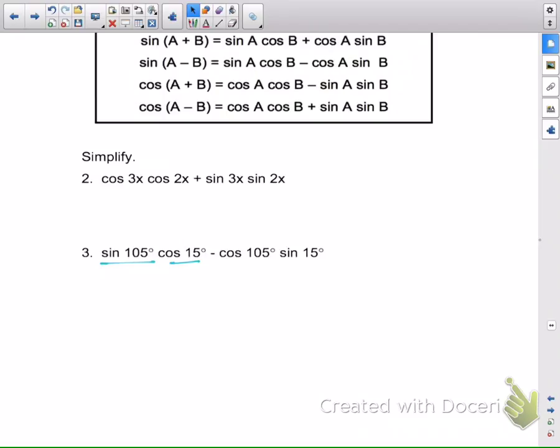I know nothing about the cosine of 15 either, because 15 isn't in our unit circle either. Okay, so right now we'd be at a standstill. I have nothing that I can do with this. Well, according to these formulas, I can make this a simpler version.